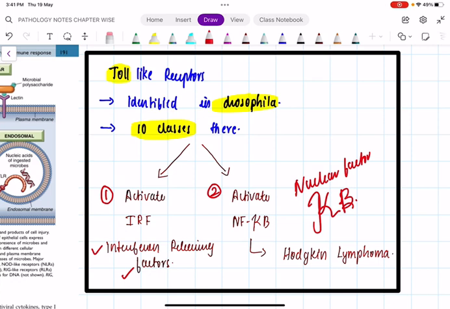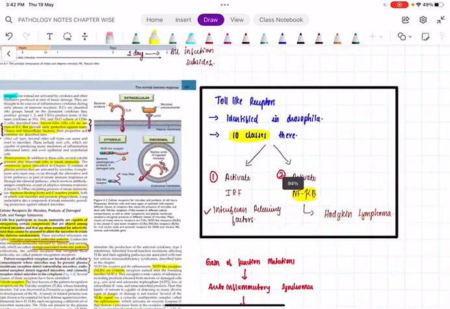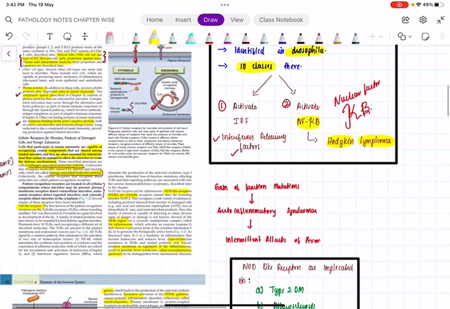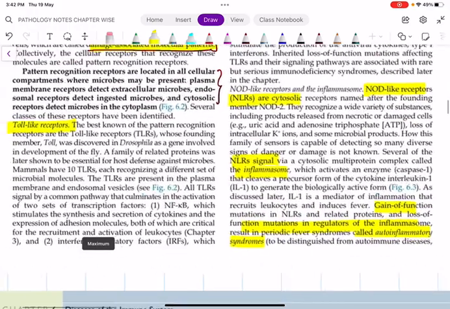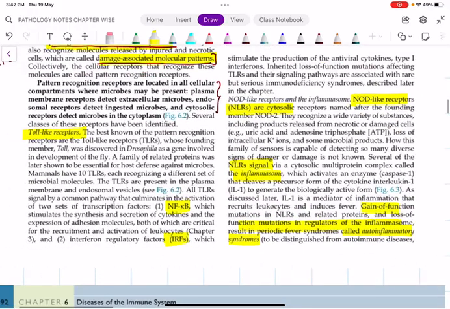Why? Because there is a condition called Hodgkin's lymphoma. We will see it in hematology. In Hodgkin's lymphoma, there is activation of NFKB, or nuclear factor kappa B, and that is the main pathogenetic mechanism for Hodgkin's lymphoma. We will see at that time. So that is about toll-like receptors. The same thing is written here: they have two fates, NFKB as well as producing interferon regulatory factors.